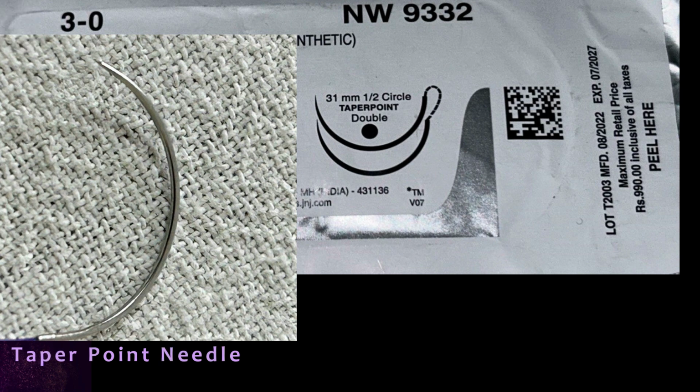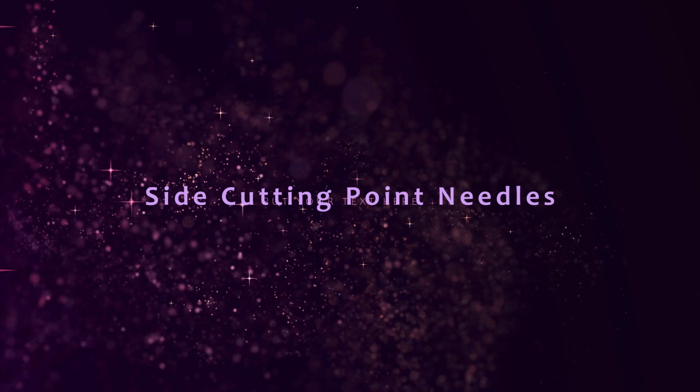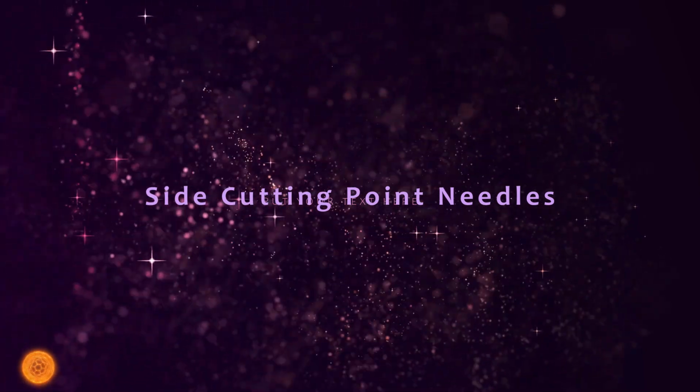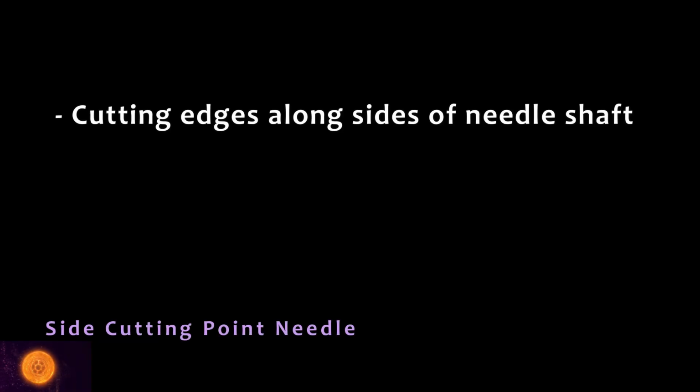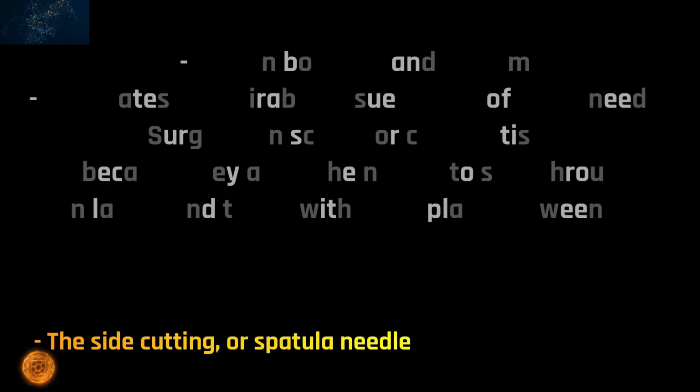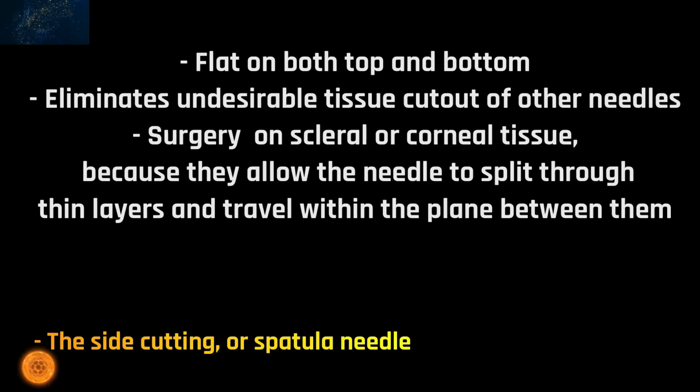Next is side cutting point needles, and if you have used any of these needles, like the side cutting or the ski needle, do share the description and information in the comment section or in the chat option on the app. There is a cutting edge along the sides of the needle shaft, and these needles are flat on both top and bottom. They eliminate the undesirable tissue cutout of other needles, and are used in surgery on scleral or corneal tissue. In ophthalmic surgery they are used because they allow the needle to split through thin layers and travel within the plane between them.